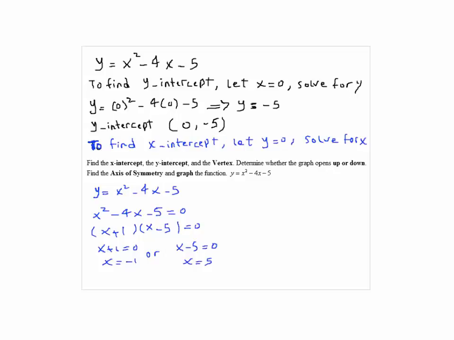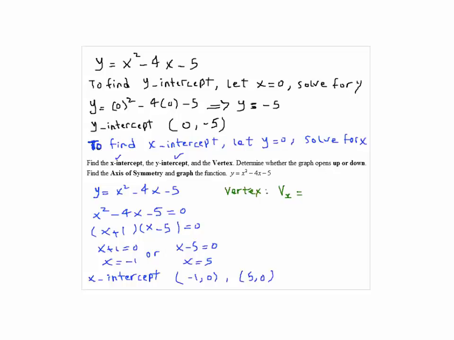So our x-intercepts would be (minus 1, 0), also (5, 0). So we found the x-intercept and y-intercept, and now we need to find the vertex. To find the vertex, we need to know the formula. The x position of the vertex can be found using a formula.